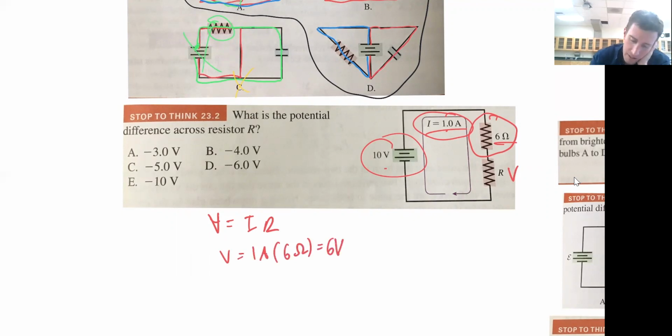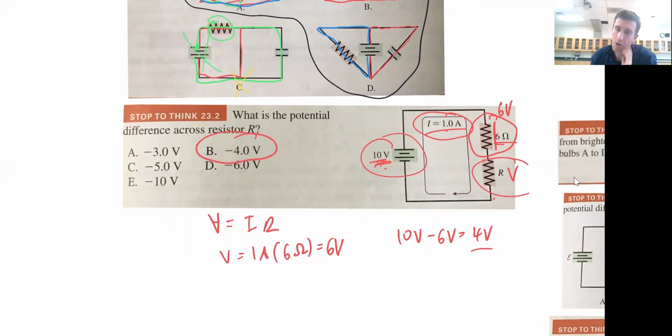So this one at 6 ohms has 6 volts. Now I have 10 volts to start with. I lose 6 of them right here. So how many are left? Well, 10 volts minus 6 volts leaves me with 4 volts. So it must be 4 volts on that resistor, and that would be negative 4 volts there, because this one was plus 10 minus 6 minus 4.